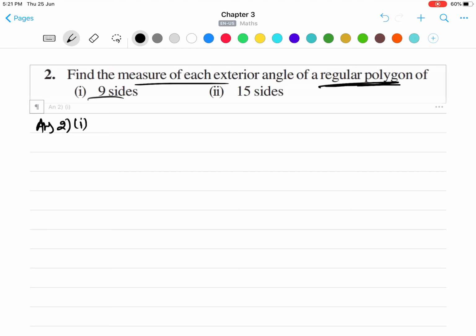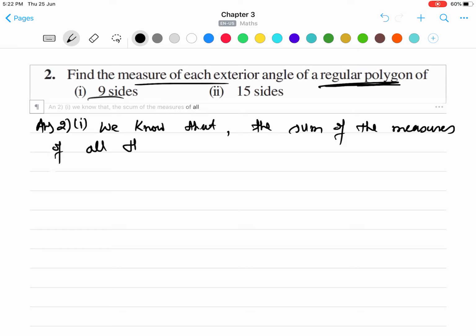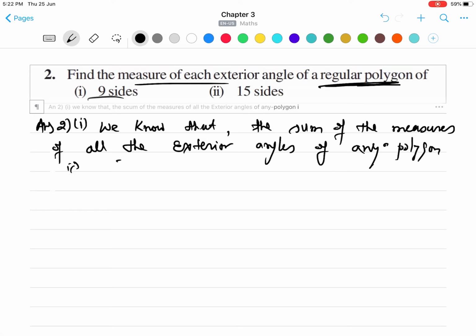We know that the sum of the measures of all the exterior angles of any polygon is 360 degrees. Okay, and we are also given that this polygon is a regular polygon.